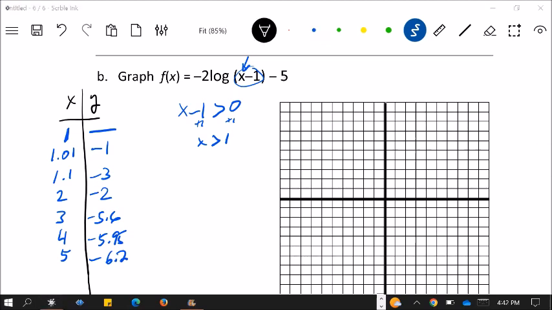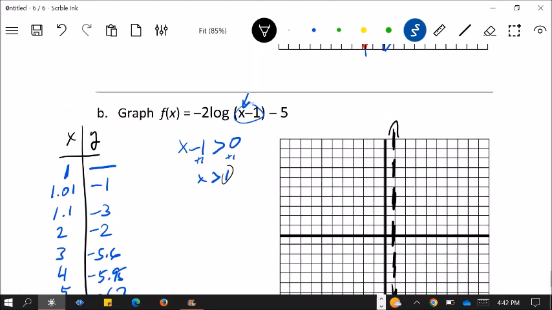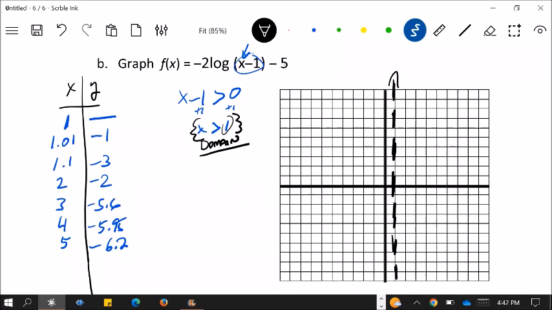So first, the asymptote is that 1. So we know we cannot touch the x equals 1 line. Also, greater than 1 is also the domain, because those are the only x's that are allowed. At 1, we can't do anything. It's on the asymptote. But at 1.01, we can do that. It's down at negative 1. So you can't really see the 0.01 very well. 1.1 is not much better here, but it's down to negative 3.